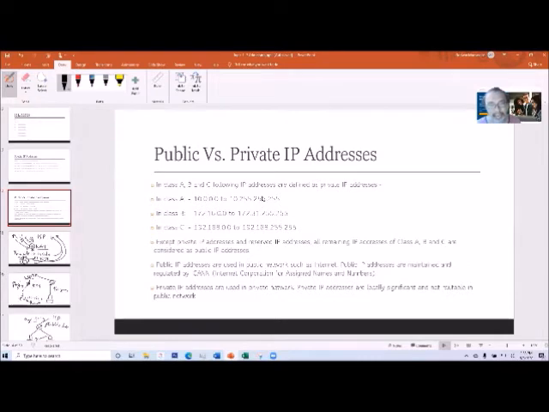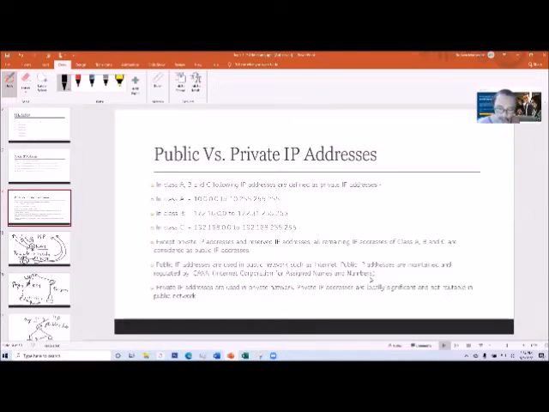Always remember, any address outside of these private addresses is public. As long as it is not 10, as long as it is not 172, and as long as it is not 192, it is considered a public address. And these public addresses are maintained and regulated by ICANN, the Internet Corporation for Assigned Names and Numbers. So basically, each continent is given a particular set of IP addresses, and somebody manages it.